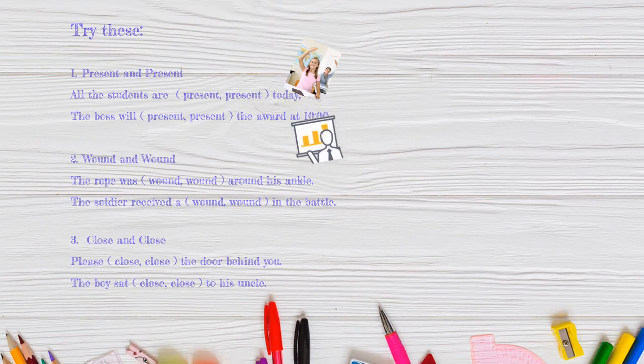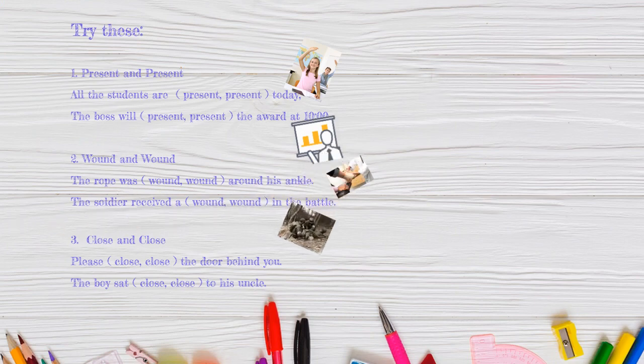Example number 2. I could pronounce these words as wound or wound. Let's try using them in the sentences and see which one fits in properly. The rope was wound around his ankle, or the rope was wound around his ankle. This one would be wound. Next one. The soldier received a wound in the battle, or the soldier received a wound in the battle. I would say wound.